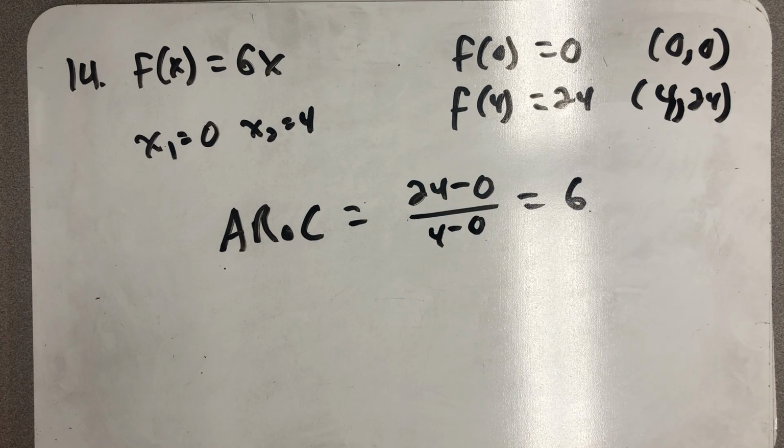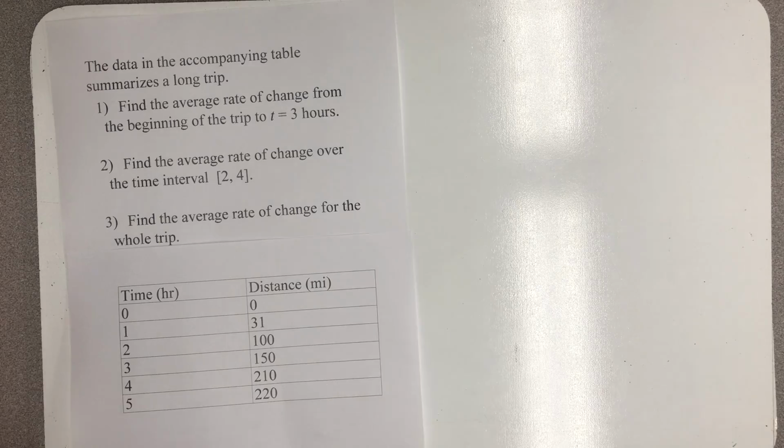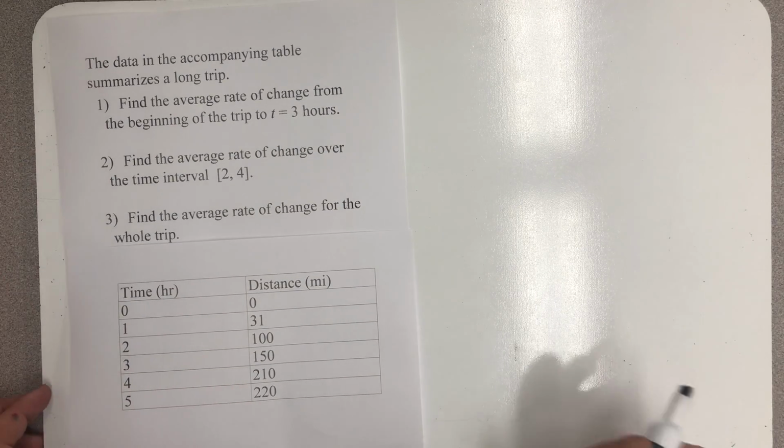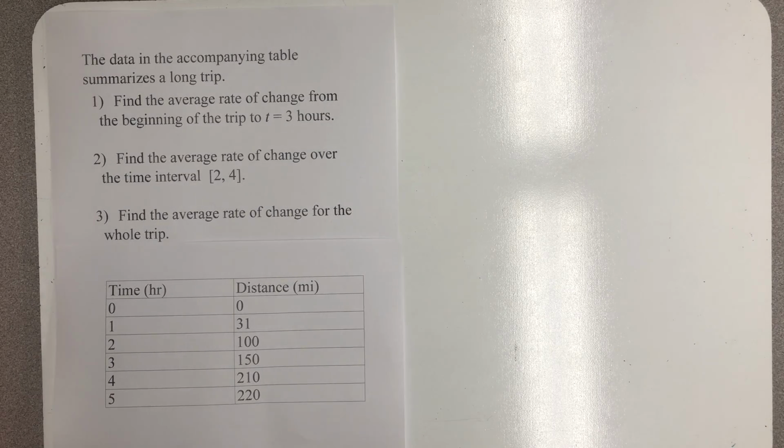Now, I brought in an example for this weekly problem set that I wrote. So this one's not out of the book. This problem is linked in our Moodle course, so you can look at it there, and my handwritten solution to it is also linked. But the data in the accompanying table summarizes a long trip, so time and distance. Find the average rate of change from the beginning of the trip to 3 hours. Find the average rate of change over the time interval between 2 and 4. Find the average rate of change for the whole trip.